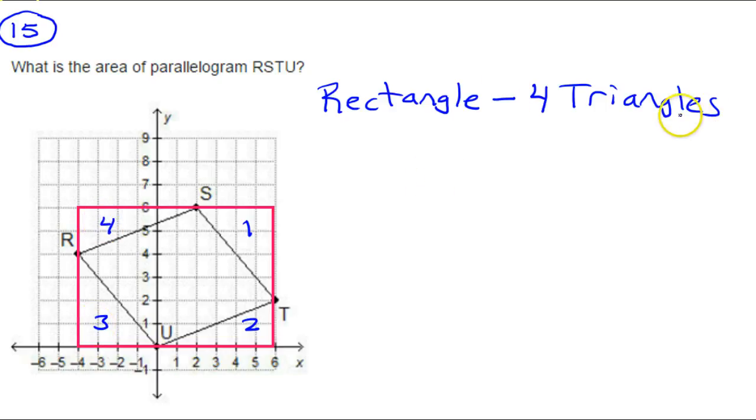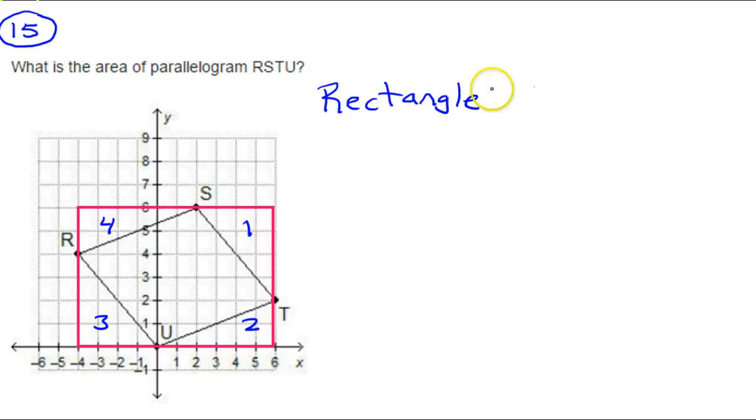So that's my strategy. I'm going to find the area of the rectangle, and I'm going to find the area of the 4 little triangles, and I'm going to subtract. And then that should leave the area of the parallelogram on the inside. Okay, so let's go ahead and do that.